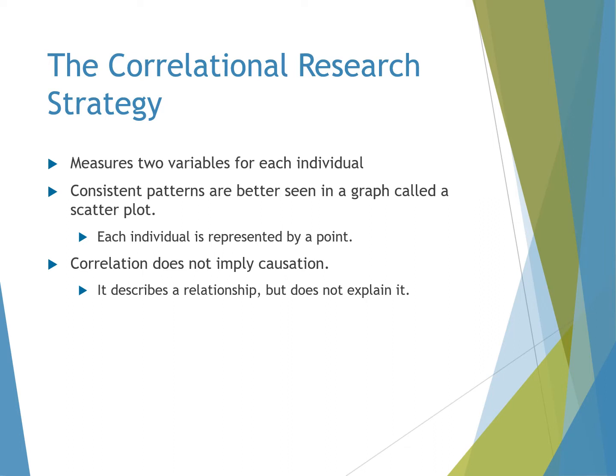So when we have correlational data, consistent patterns are better seen in a graph called a scatter plot, and basically each individual is represented by a point. Now the big caveat with correlations is correlation does not imply causation. So correlation describes a relationship between variables, but it doesn't explain why that relationship is happening, and there are alternative explanations.